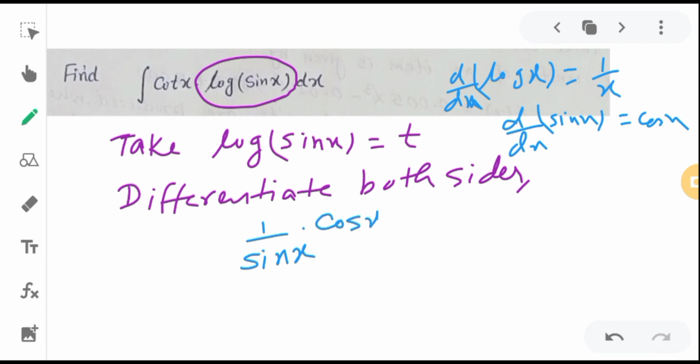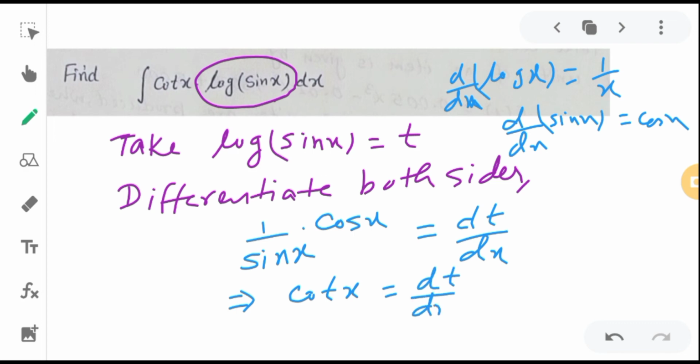So I used the chain rule. The derivative of log is 1 upon x, so instead of x it is sin x, so 1 upon sin x. Then the derivative of sin x will be cos x, correct? And the right side, the derivative of t with respect to x, will be dt upon dx. The left side is cos upon sin, and cos upon sin is nothing but cot x, correct? And then dt upon dx.